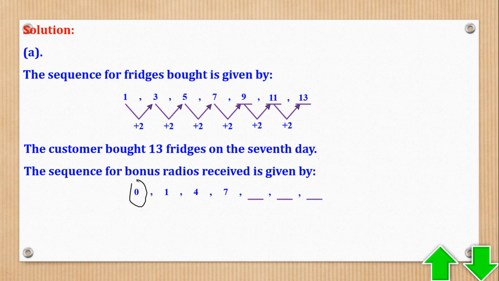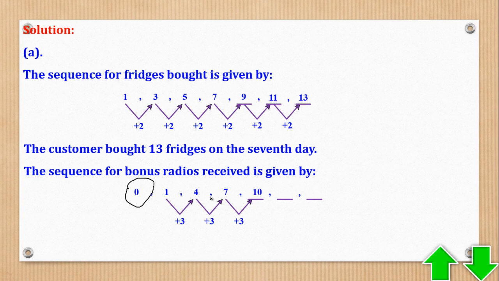So nothing on the first day, 1 radio on the second day, 4 radios on the third day, 7 radios on the fourth day. We don't know yet for the 5th, 6th, and 7th, so we shall also follow the pattern. The 0 is ignored because it is nothing. So we begin from here, +3, moving from 1 to 4, then from 4 to 7 it is also +3, meaning from 7 to the next will also be +3.